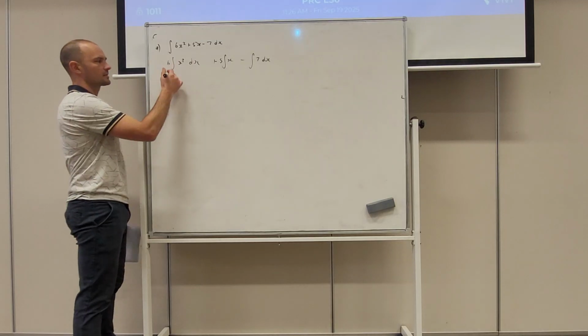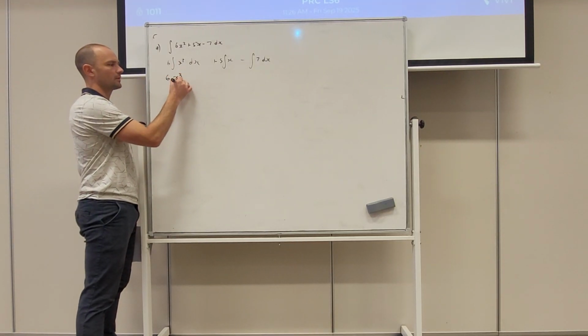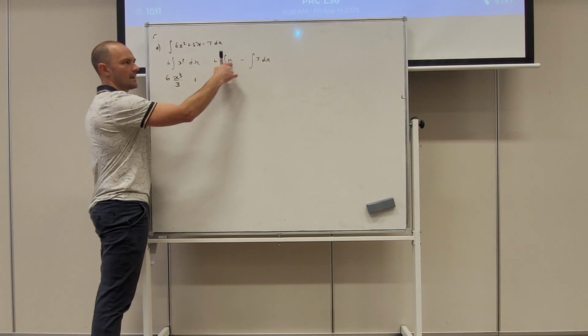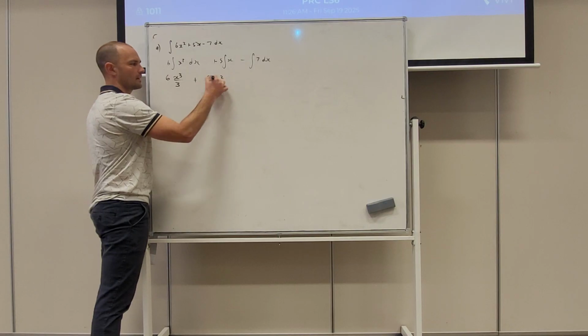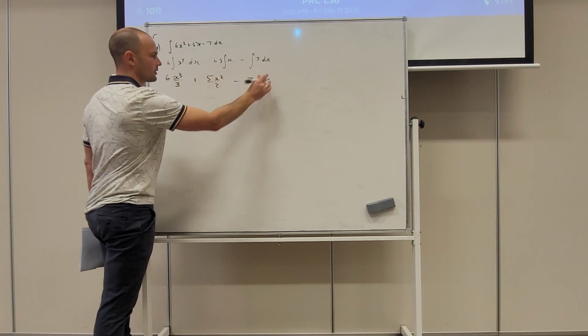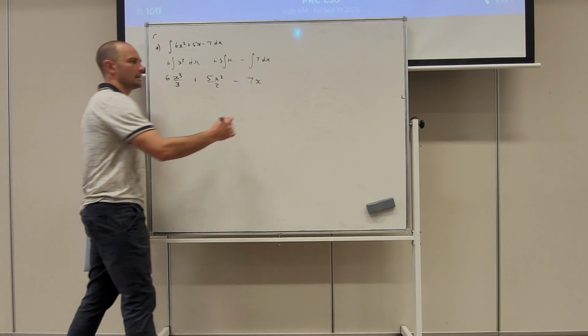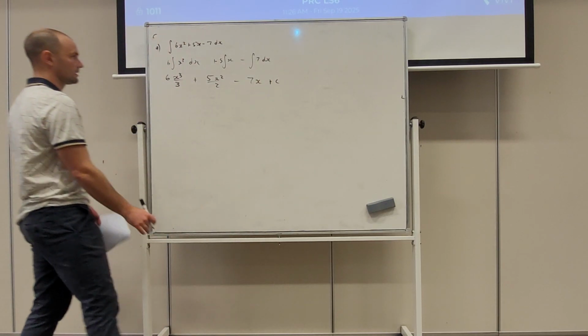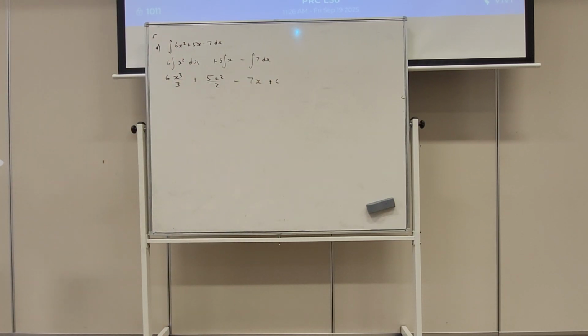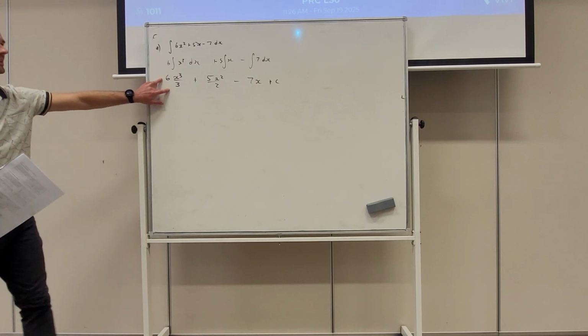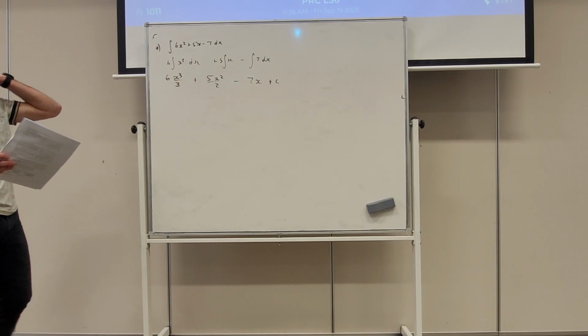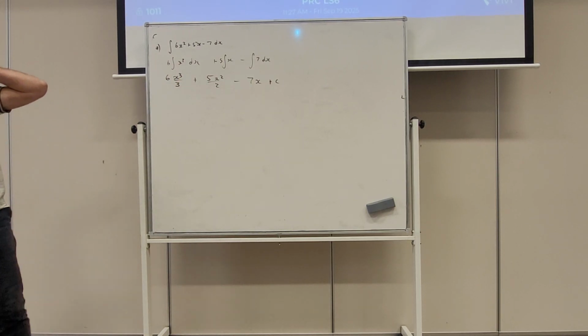Now we know x squared goes to x to the 3 on top of 3. 5x is 5x squared on top of 2. And 7 goes to 7x. And because it's an indefinite integral, we need our plus c. Very good. And we can simplify a little bit here. You can put that as 2.5 if you wanted, but it's all fine.